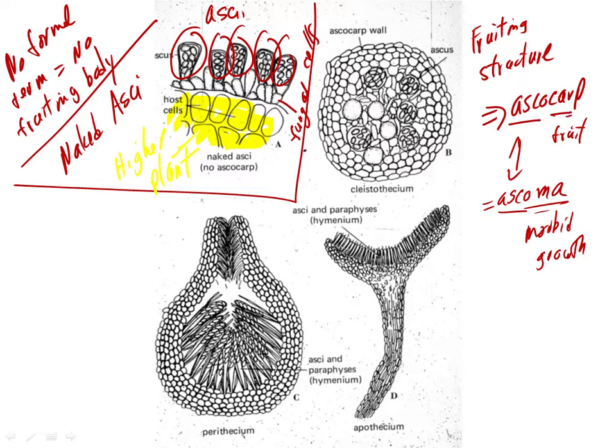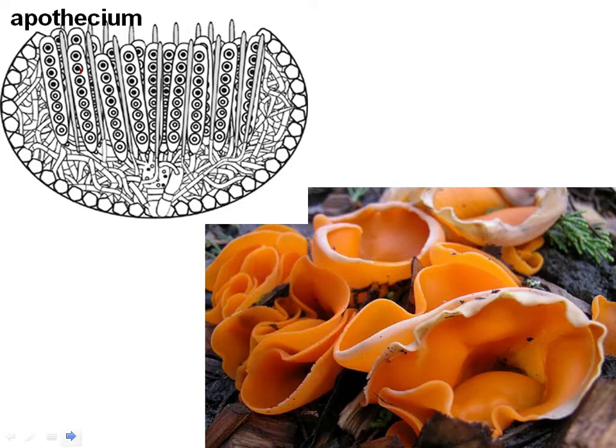So there are three types of them. We'll go through them in some detail. The apothecium, the perithecium, and the cleistothecium. And let me go to the next slide and remind myself which one I'm doing first. I'm doing the apothecium first. So that's the cup-shaped structure we've seen already. Let's find our parts of the apothecium in this diagram first.